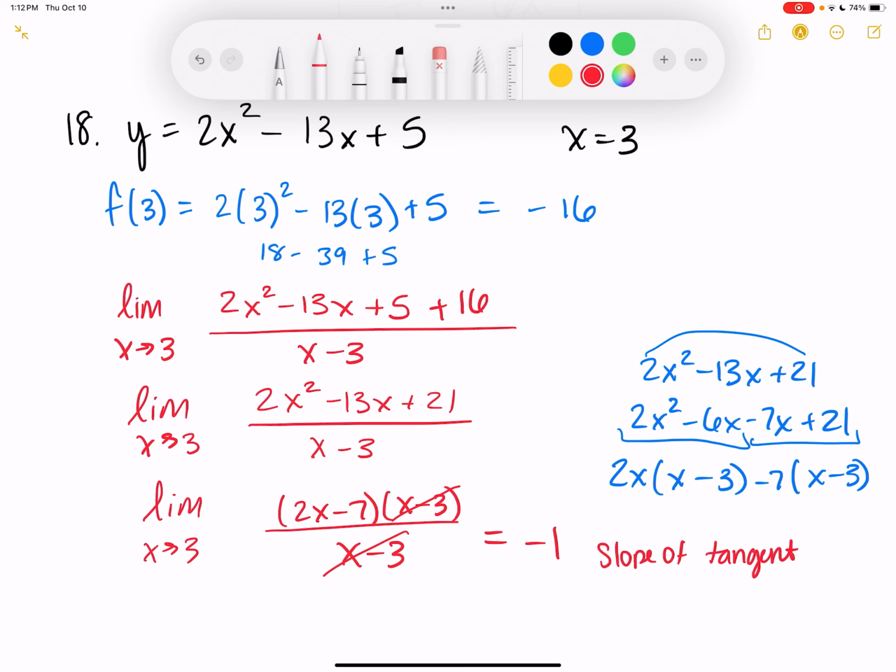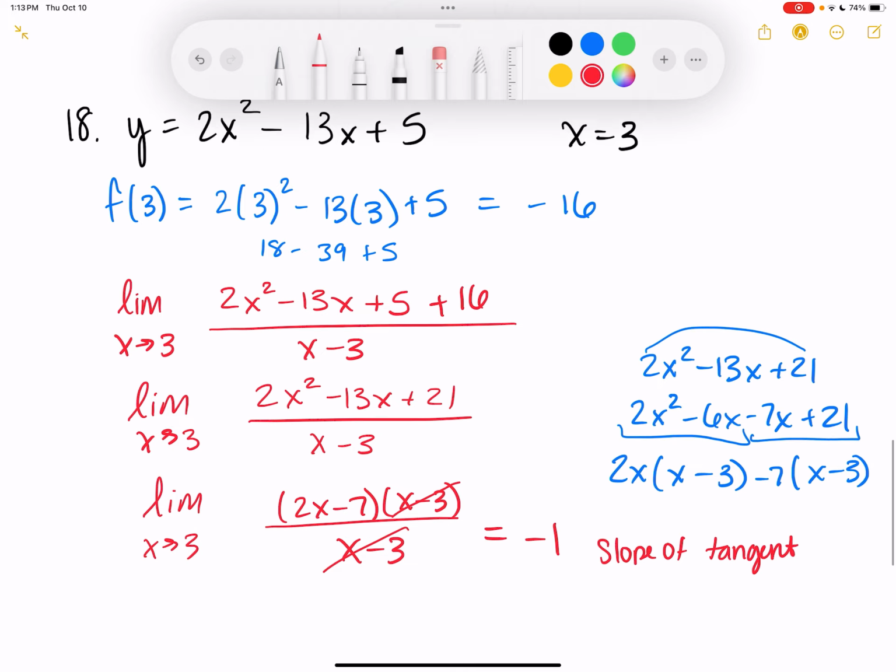We're still doing that. Yeah, it says to write the equation of the tangent line. Yeah. I'm here, I promise.